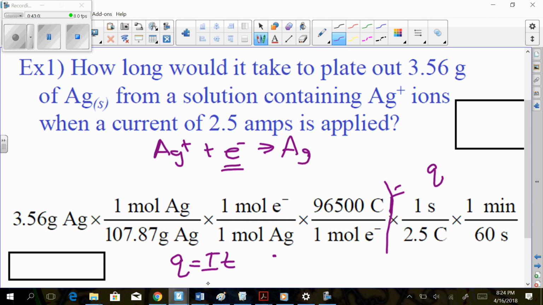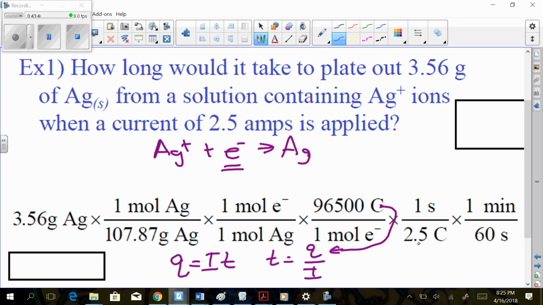So, for how long? That's what we're finding, how long. So you would solve for T. If we rearrange that, we have T equals Q over I. And so the answer you get there, the Q, could go in here.